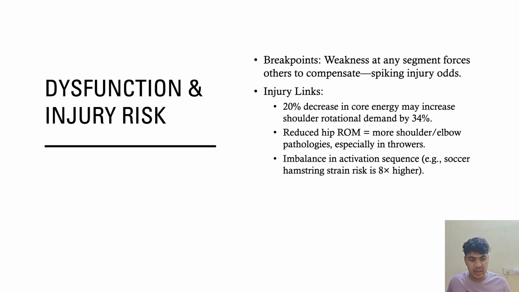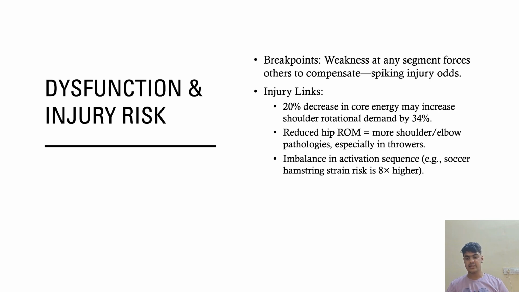If the hip range of motion is reduced, for example, a baseball pitcher keeps their leg wide apart, lunges way forward, and then does the movement. But if that range of motion is reduced, to produce the same amount of force, more force is taken up by the shoulder and elbow, which is seen a lot in other throwing movements as well. Imbalances in activation sequence, for example in soccer, increase hamstring strain risk.